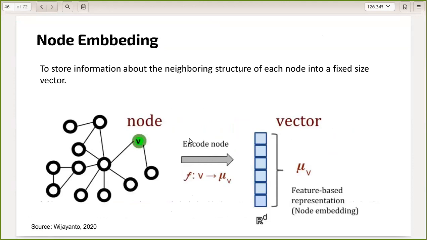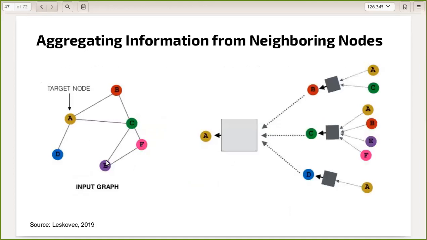We store each node as a vector, and each node will have a fixed-size vector. The vector is a feature vector that we can use for any machine learning or deep learning methods. And we can save the neighborhood structure here. But how? Aggregating information from the neighboring nodes is quite hard.